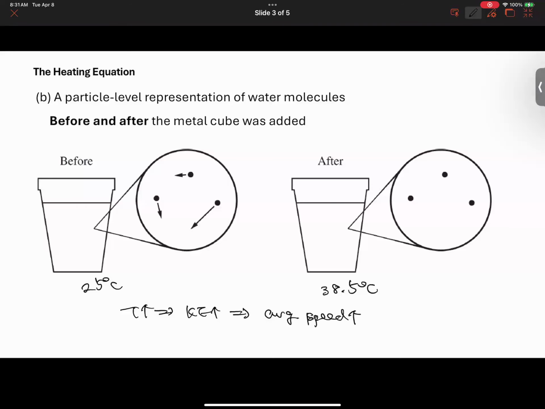As kinetic energy increases, the average speed of particles increases. Speed goes up. So here we represent the velocity of each particle with a vector. The water molecules are represented by vectors, and we make them bigger. Simply, the direction doesn't matter, it is random, but the vectors should be longer than previously.